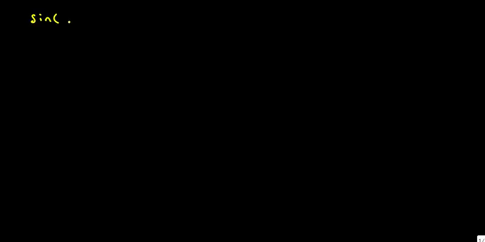We're going to prove that the sine of alpha plus beta, so the sine of the sum of two angles, is equal to the sine of the first times the cosine of the second plus the sine of the second times the cosine of the first. Okay, to do that, we're going to use the following property.